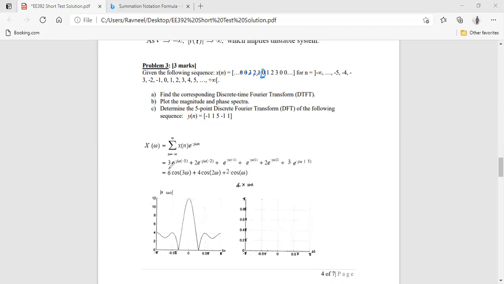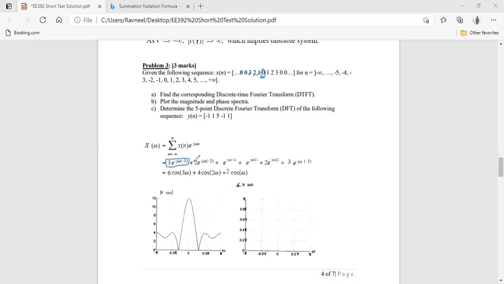So let me show you how we get this first part. You can see our actual value starts from this particular part, it's 3. So 3 is at point -3. So x of n when n is equal to -3, x of -3 is 3. So this is what we get: 3 multiplied by e to the power of minus j omega n, where n is -3. This is how we get this particular term.